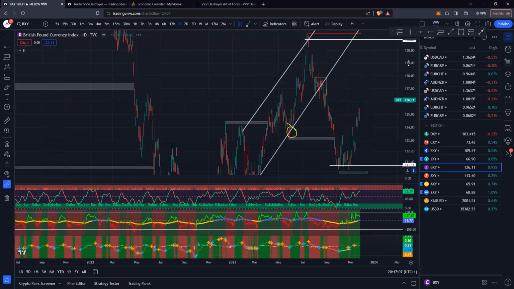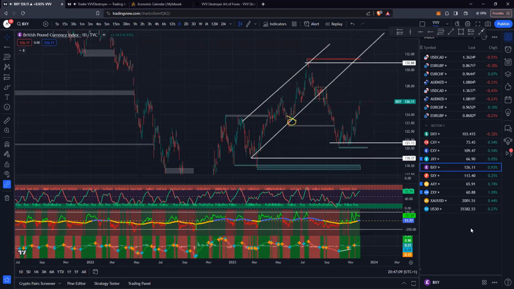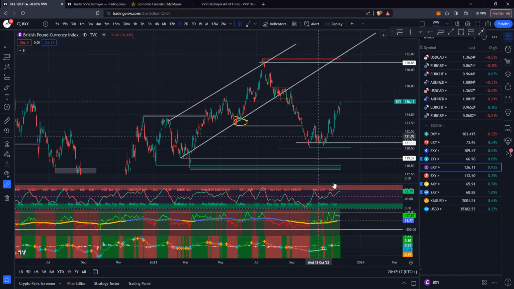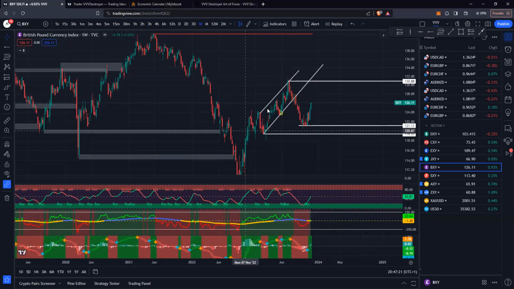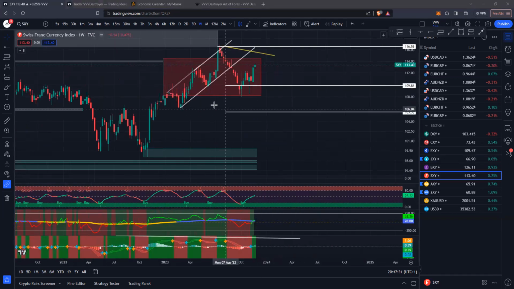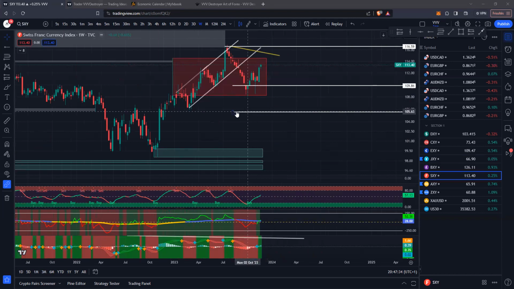Up. Yes. So the BXY expecting the divergence as rest. The XY to XY and the XY. This XY was a bit more aggressive because it went to the downside and then we went to the upside.